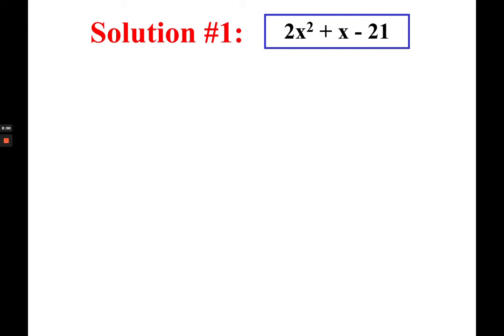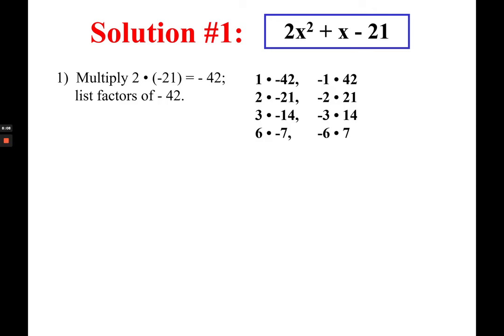Here are the steps. First, you need to multiply your leading coefficient and the last term, your constant negative 21, and list down their factors. The result of multiplying 2 times negative 21 is negative 42, and there are a lot of factors because of the positive, negative, negative, positive arrangements of signs.